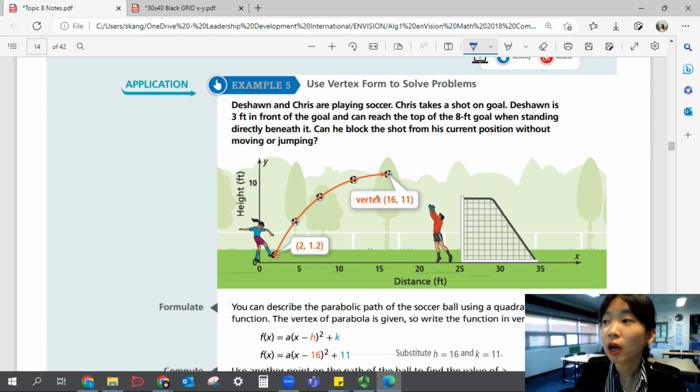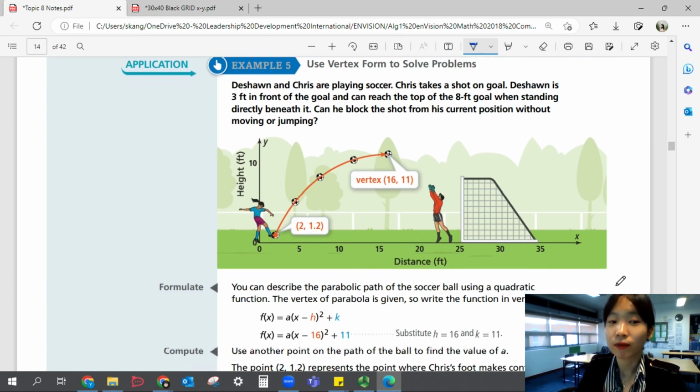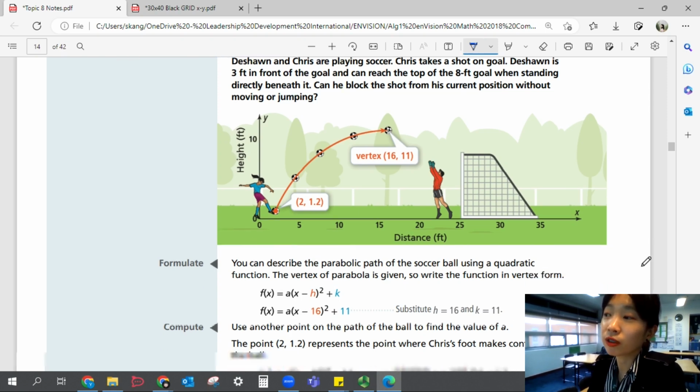So we see that the ball is making a parabola, right? The half parabola here. It has a point of (2, 1.2), and the vertex, the maximum point, is (16, 11). And you know the parabola is going to face downwards, so your A should be negative. So you can describe the parabolic path of the soccer ball using a quadratic function. Very common application. The vertex of the parabola is given, so you can just plug that into the vertex form, where h is 16 and k is 11. So you have a(x minus 16) squared plus 11.